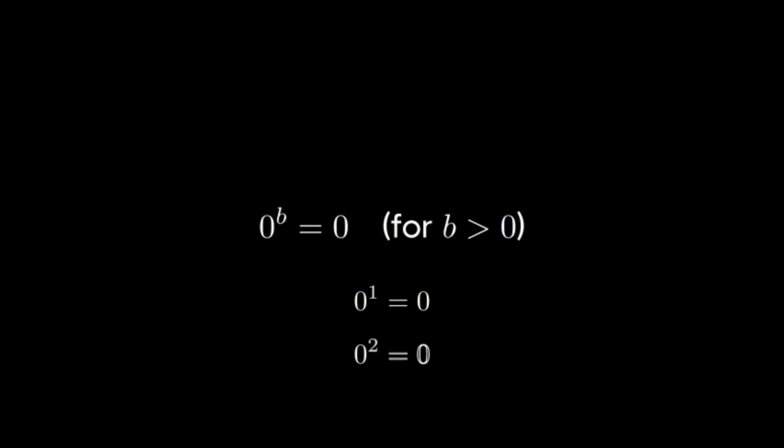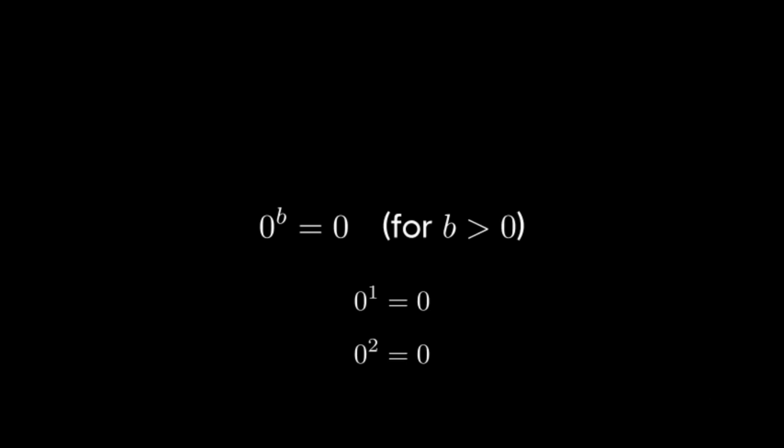The second important rule tells us that 0 raised to any positive power equals 0. This makes intuitive sense. If you multiply 0 by itself any number of times, the result is always 0. For instance, 0 to the power of 1 simply equals 0. This is just 0 itself without any exponentiation. 0 to the power of 2 equals 0 times 0, which is still 0.